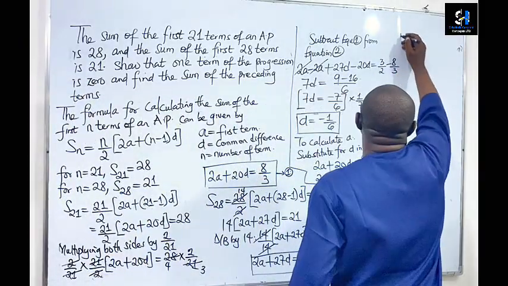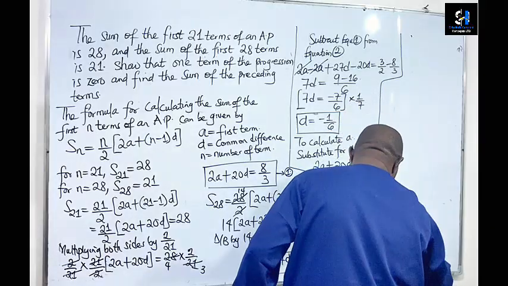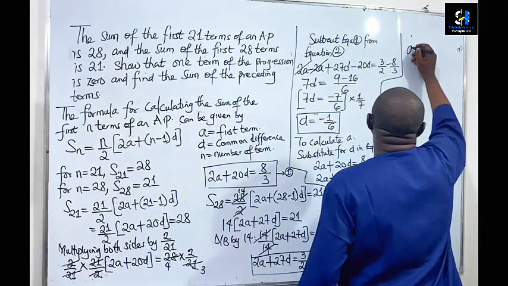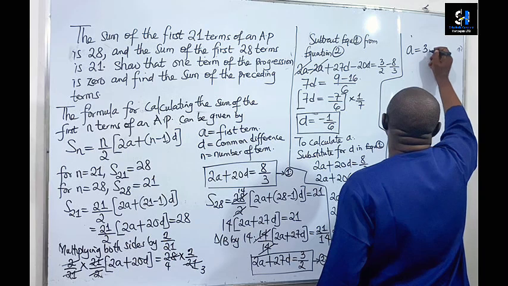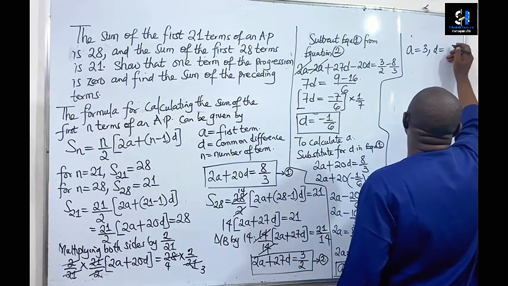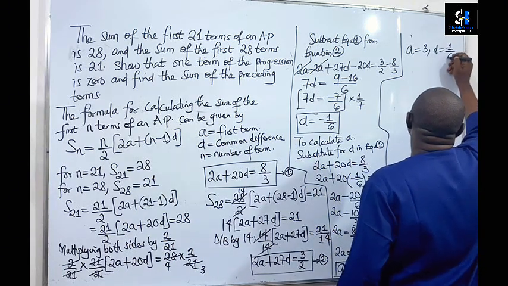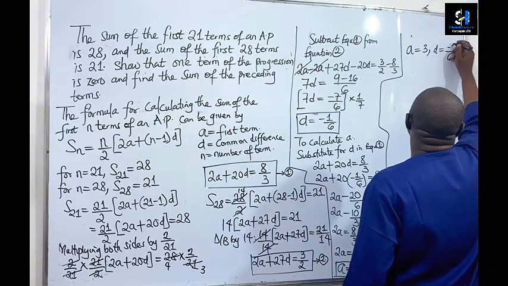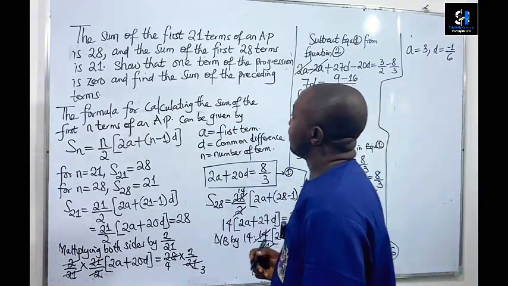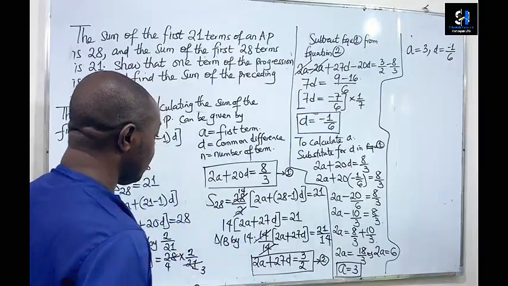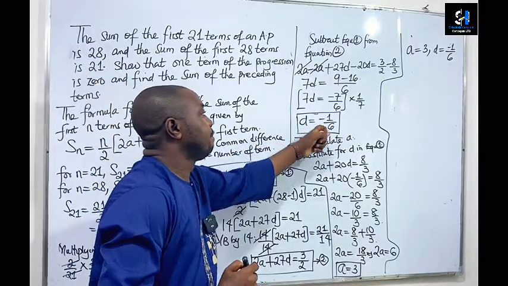So now we have our common difference and first term. The first term is 3, and the common difference is minus 1 over 6. Okay.